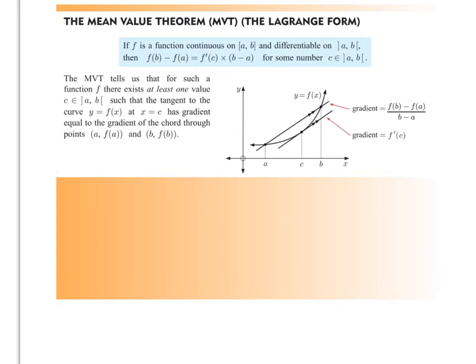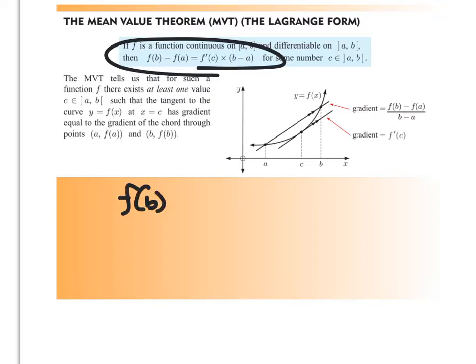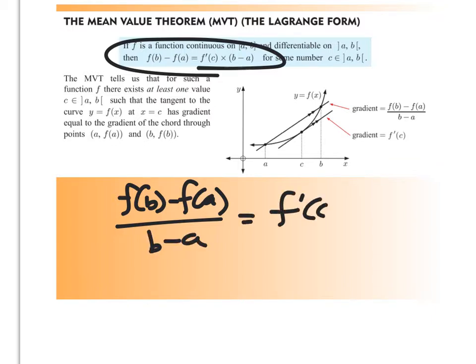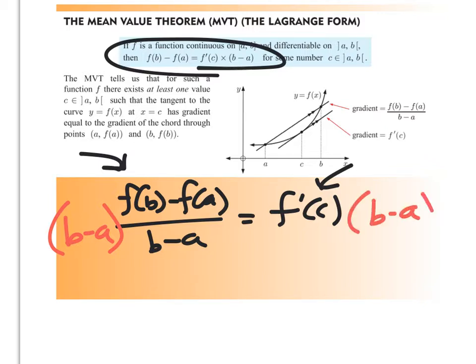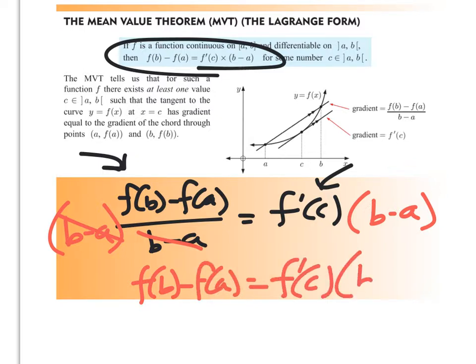Okay, kind of what I just wrote here, formal definition though. What they do is they rearrange a little bit. If f is a function continuous on A to B and differentiable on A to B, then f of B minus f of A equals f prime of C times B minus A. All that is f of B minus f of A over B minus A equals f prime of C. This is the slope of our tangent line. This is the slope of our secant line. All that's going on here is multiplying by B minus A on both sides. So you get f of B minus f of A equals f prime of C times B minus A.